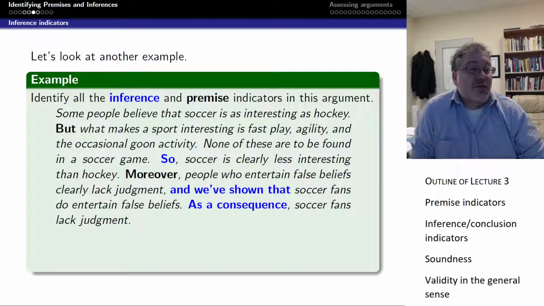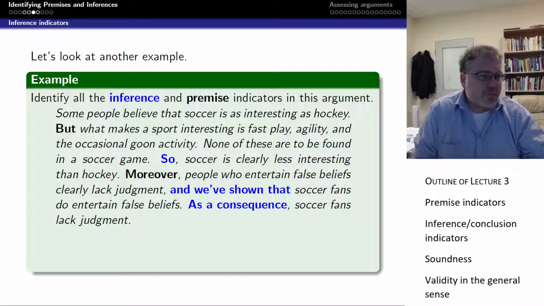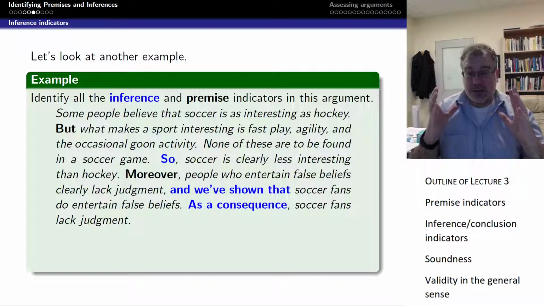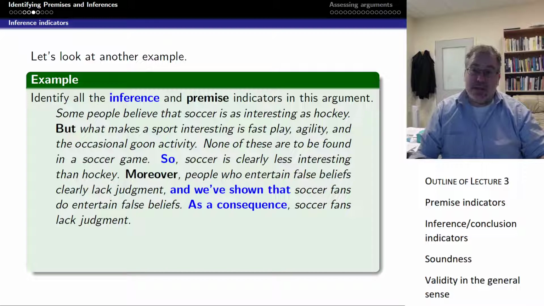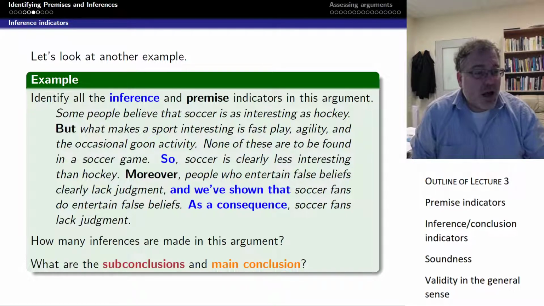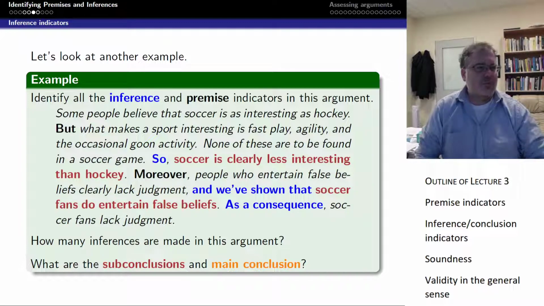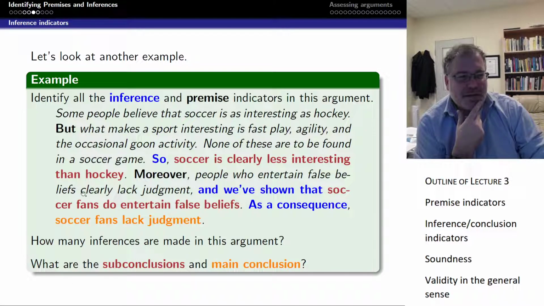So let's try to find what would be the main conclusion and what would be the sub-conclusion of this complex argument. All right? So the main conclusion is the main point we are trying to defend, the thing that receives support from everything else which is presented in the argument. And this is what? Well, this is the sentence, soccer fans lack judgment. Well, I did it in the wrong order. It's the sentence, soccer fans lack judgment.